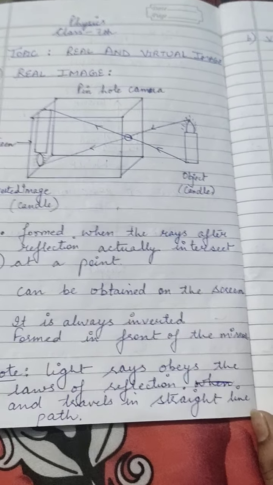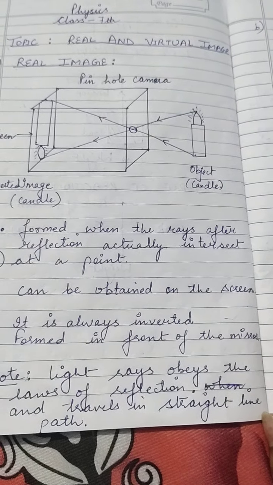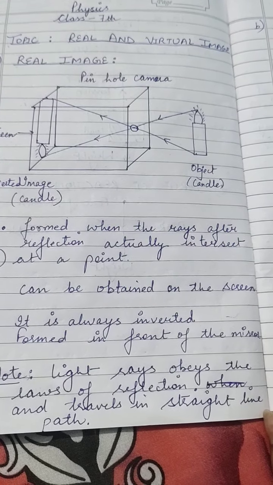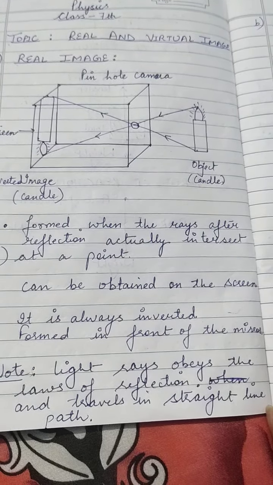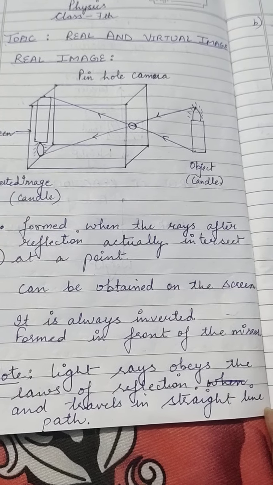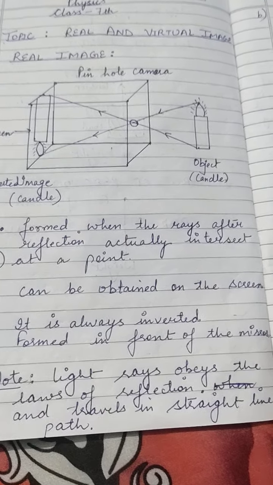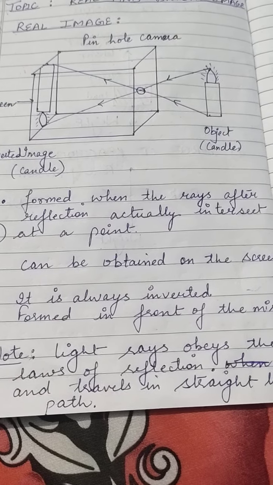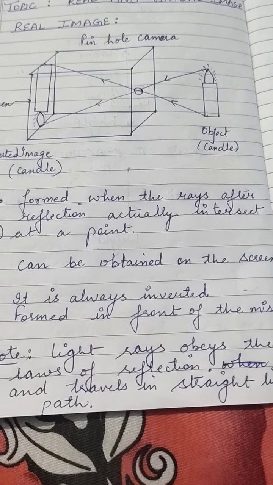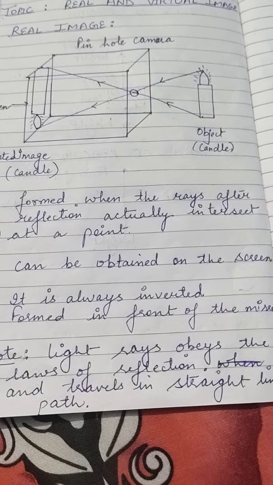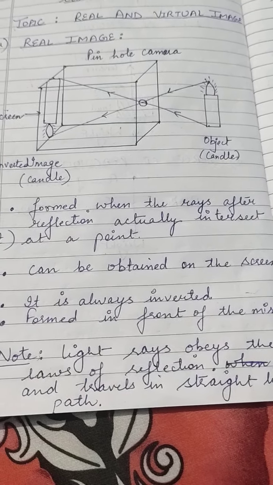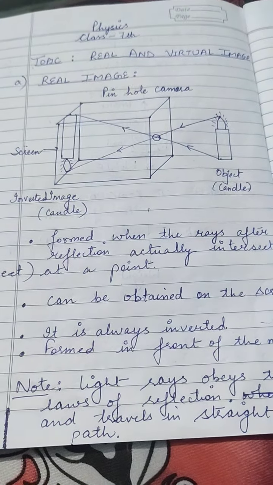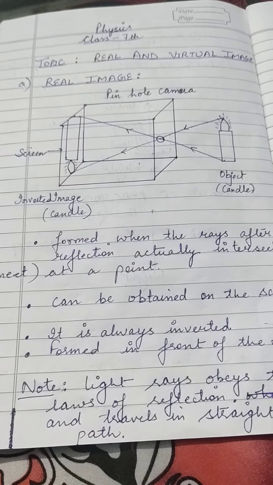So, today we are going to start with your topic, real and virtual image. For the real image, you have done the pinhole camera in your class 6th. I hope that you all remember it, that we have taken an object that is a candle and the light rays were traveling from two ends of that candle and they were falling on the screen which is on the opposite side of the pinhole camera.